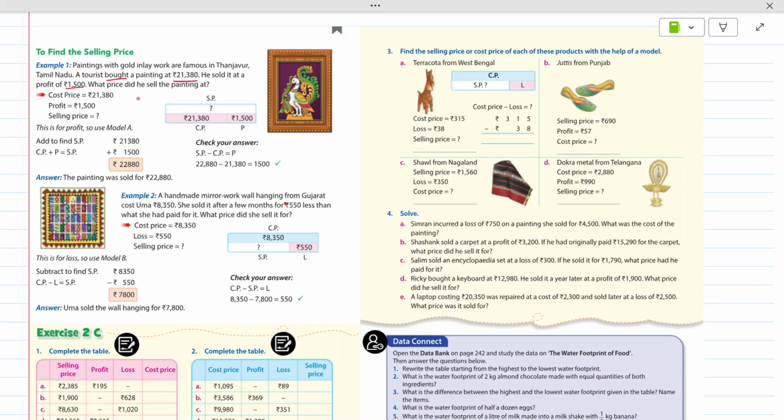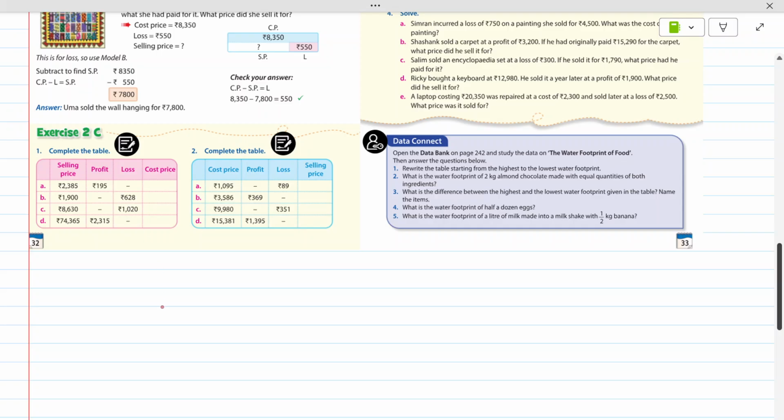What we have to do is find out the selling price. What price did he sell? We have to find the selling price. So how can we do this? Again, the same method. Since it is the case of profit, we have SP minus CP is equal to profit.